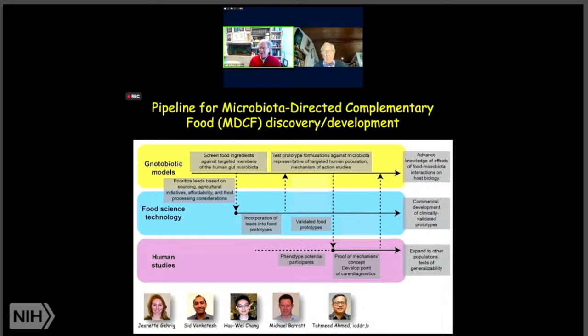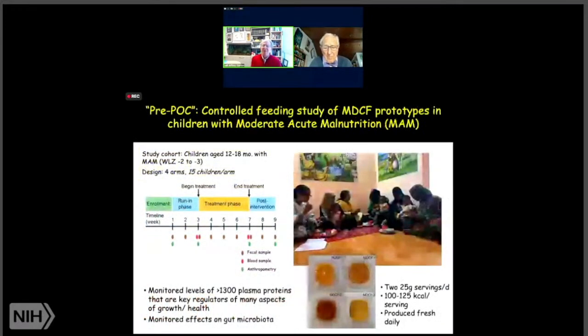So those candidates were then advanced to our first pre-proof of concept study. It involved children aged 12 to 18 months with WLZ scores of -2 to -3, which you'll now know is the score assigned to children who have moderate acute malnutrition or MAM.